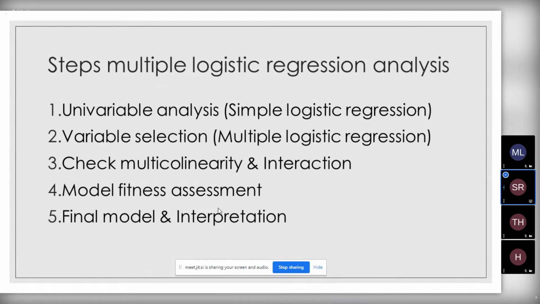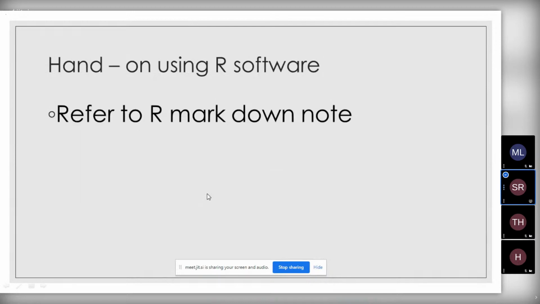So we go to the analysis. For analysis, we use R software, but the steps are the same with other software. First, we start with simple logistic regression, and then go to multiple logistic regression. We do variable selection to get our preliminary final model, and then we check multicollinearity and interaction, check for model assessment, and finally we interpret our model. So you can refer to my R Markdown notes.